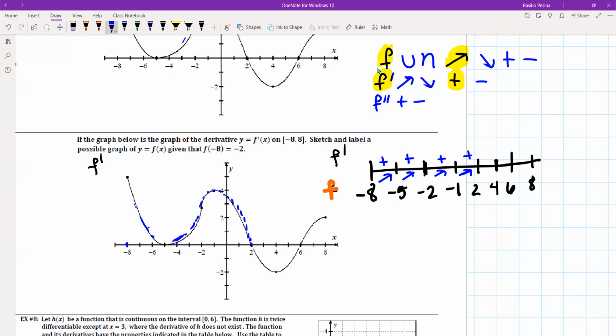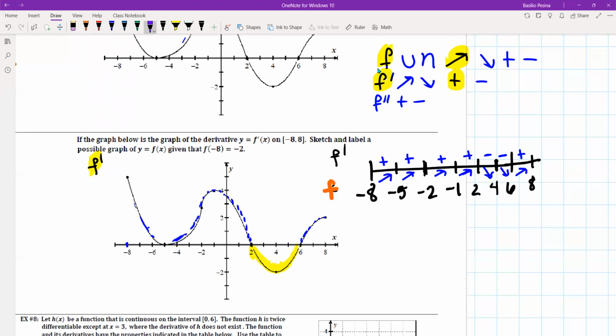Now from 2 to 6, and I can highlight that to make it a little bit easier to see, all of this is below the x-axis. My derivative, my f prime, is negative. So therefore the original function is decreasing. Last but not least, the function goes back on top, goes positive, so therefore it is increasing. So that was not too bad.